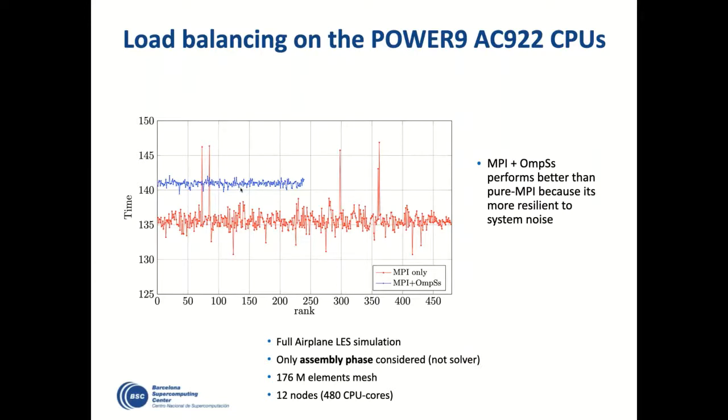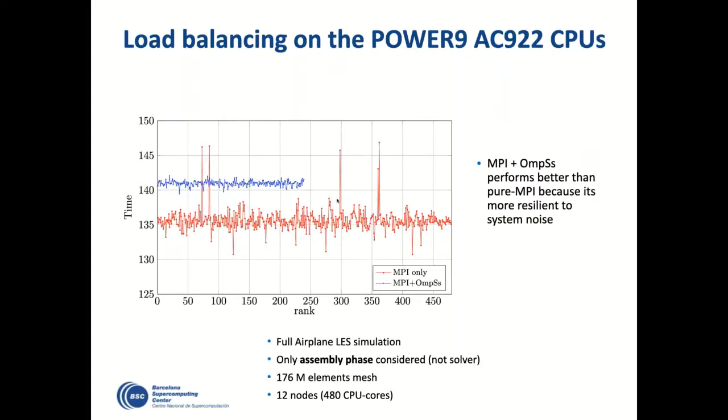When we are using two threads per MPI process and one of the two cores gets slower for some reason, the other can help. So you have this flexibility, and that's why at the end, in terms of load balancing, it's better to use a hybrid strategy, MPI plus OpenMP or OMPSs. Although the average time is better with pure MPI, the maximum, which is the one that is really important, is in general always worse.